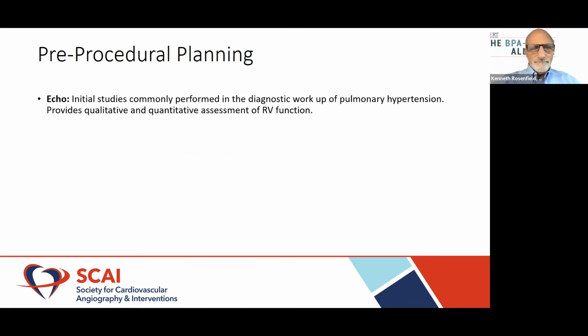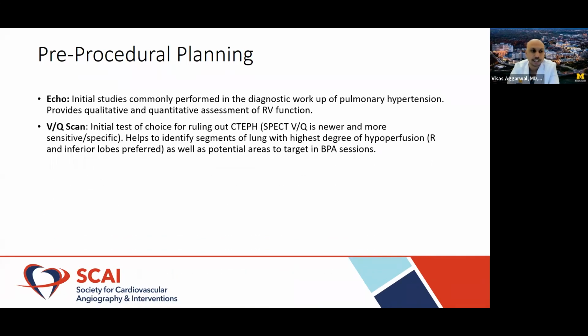Pre-procedure planning is always key. Echocardiogram is great for evaluation of the right ventricle, and ventilation perfusion scan is also great for screening for group 4 pulmonary hypertension or CTEPH. It's a very sensitive tool, and it helps identify those with perfusion abnormalities in their lungs. For pulmonary angioplasty patients, it also helps you identify potential areas or the lobes of the lungs that you could target based on the degree of hypoperfusion.